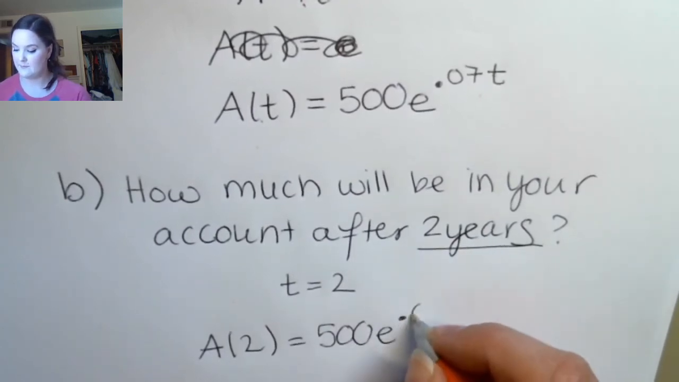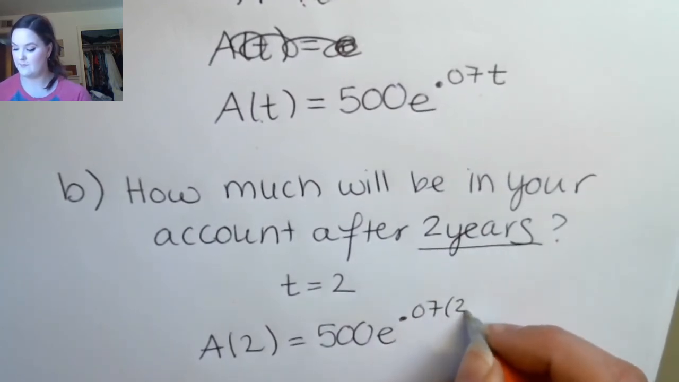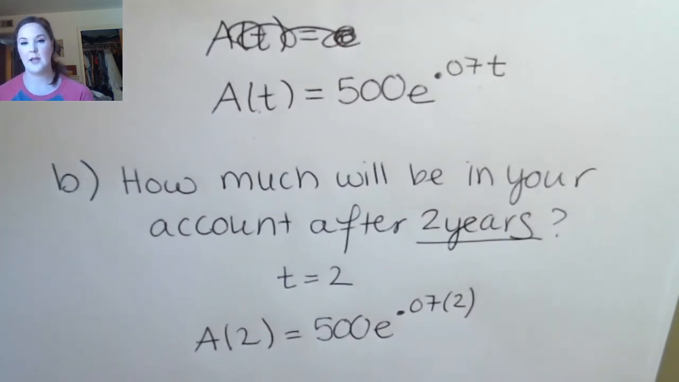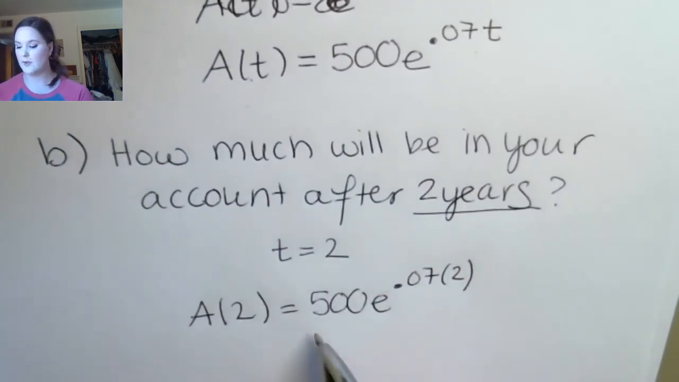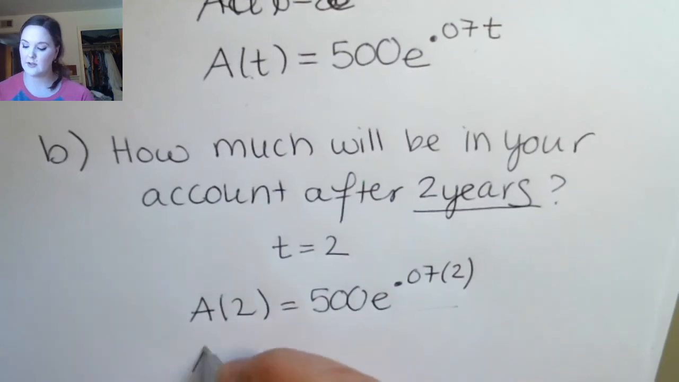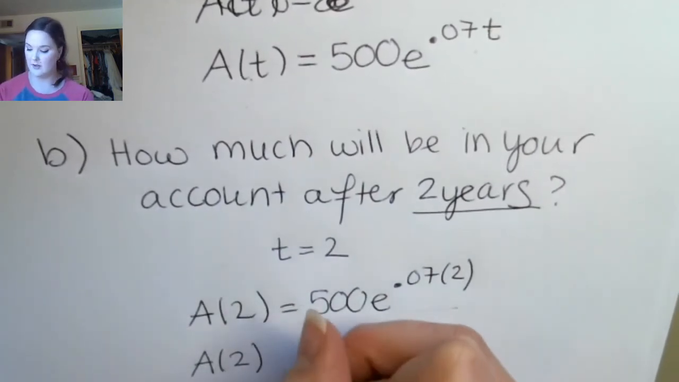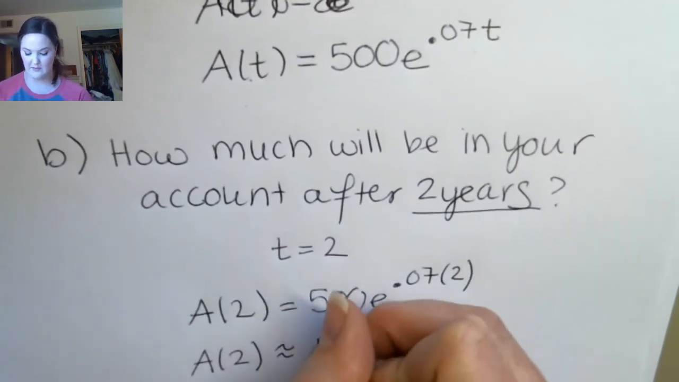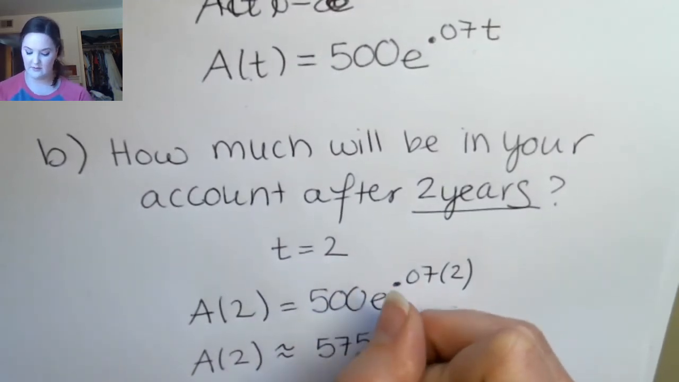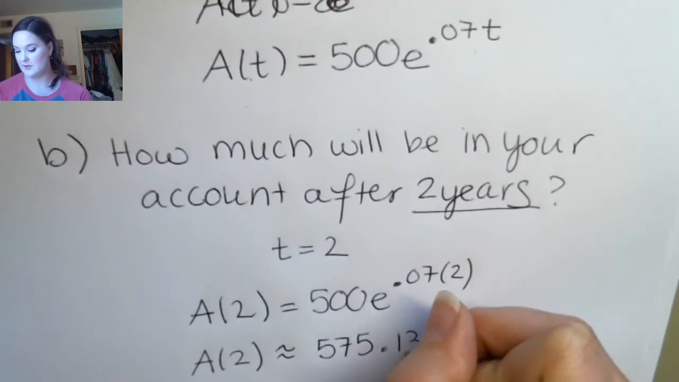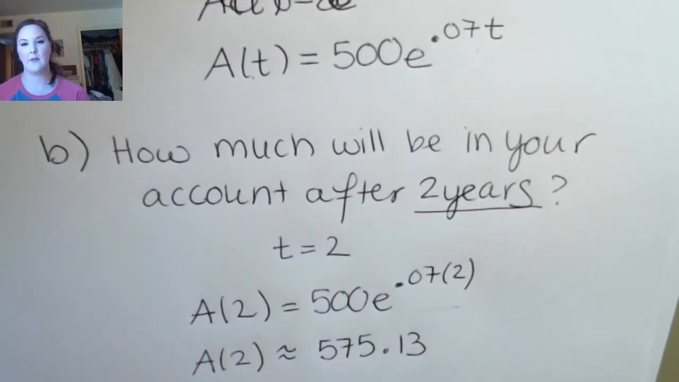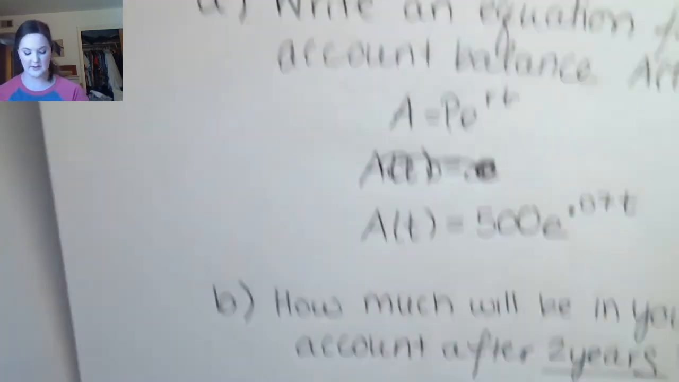After we plug in this 2, we can enter this right into our calculator just like that. If you do that, you should get about $575.13. You know to round it to 2 decimals because you're talking about money. Let's see another question we could ask about this formula.